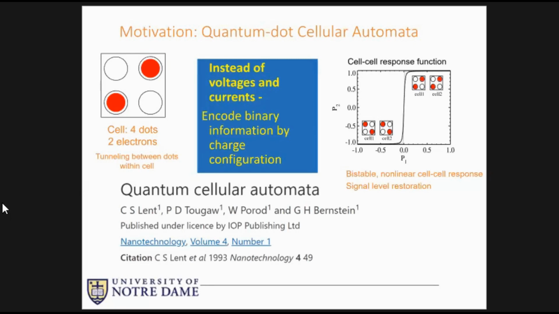The cool part about that is, if you place these cells close to one another, due to Coulombic repulsion they tend to align in a specific way. So if you force one to sit like that, the next cell will align accordingly. This is a bistable nonlinear cell response, which ensures signal level restoration once you put this together.